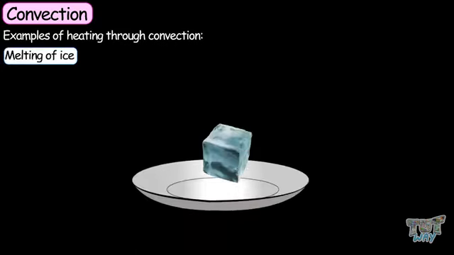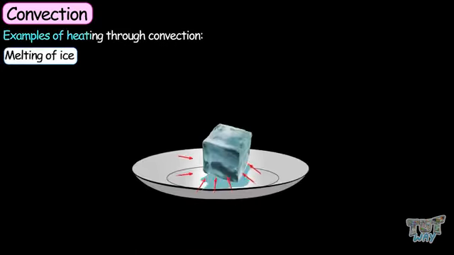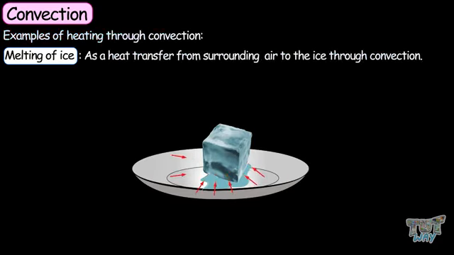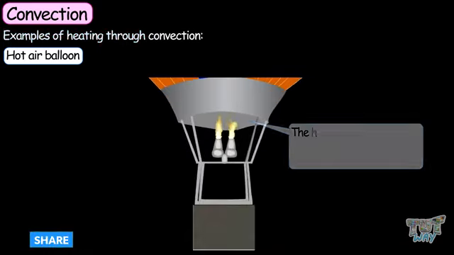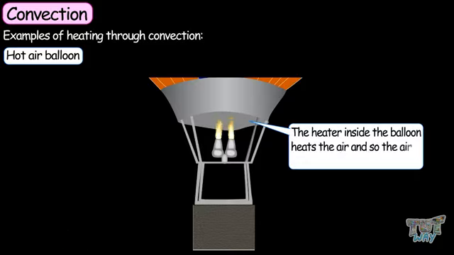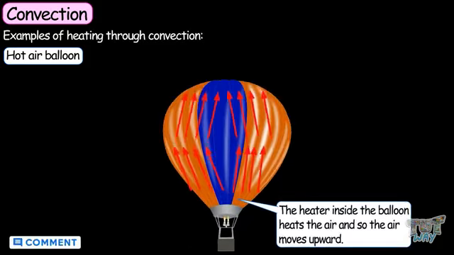Melting of ice is also an example of heat transfer through convection, as heat transfers from the surrounding air to the ice through convection. Hot air balloons are also examples of heat transfer through convection, as a heater inside the balloon heats the air and so the air moves upwards.